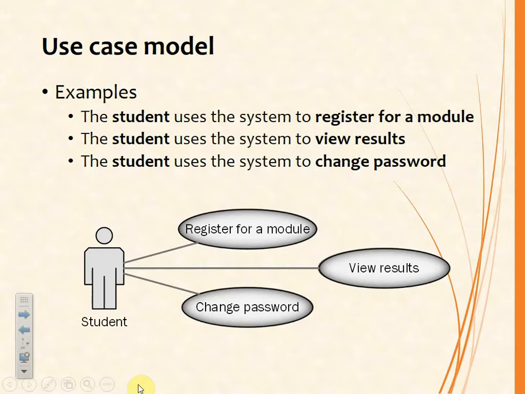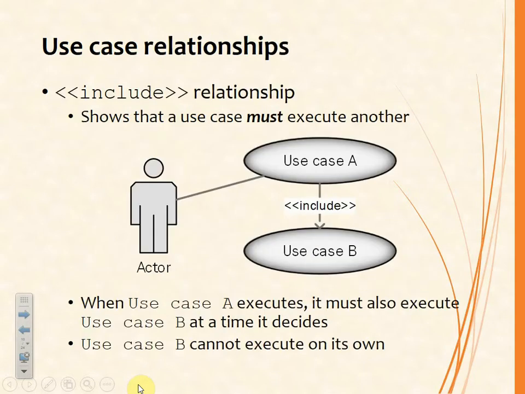It's very much an overview diagram to show you in one or maybe two or three simple diagrams the functionality of the system and who can perform that functionality. But we might want to add a little bit more information. For example, an include relationship. Sometimes there are several use cases that have some kind of relationship. In this case, an include relationship.